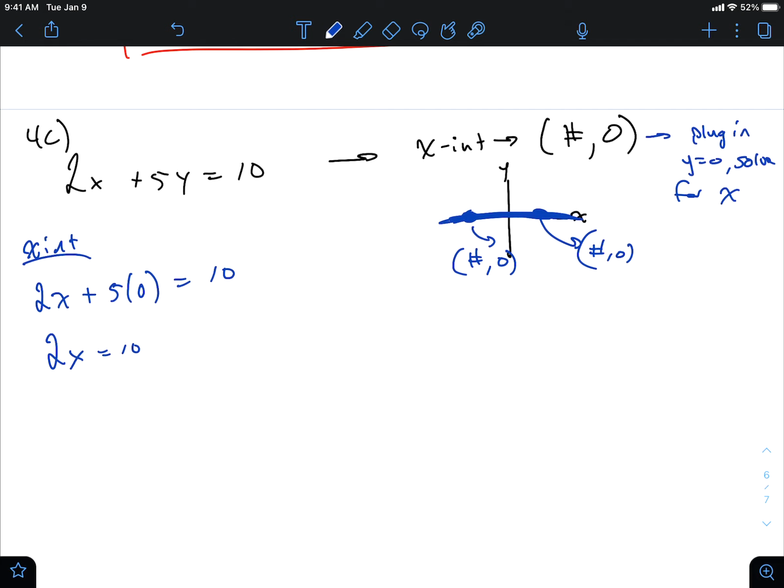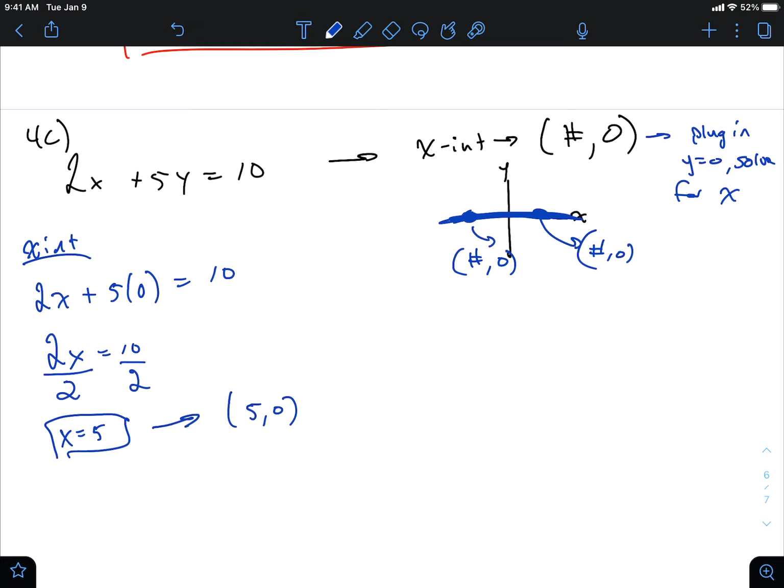Once you get that, you just get x by itself. You can divide both sides by 2. So x equals 5, and then you can tell me what my X-intercept is going to be. Remember, if you're going to tell me it's an intercept and it's a point, you got to write it as a point. 5, 0. Okay, so that's your X-intercept.